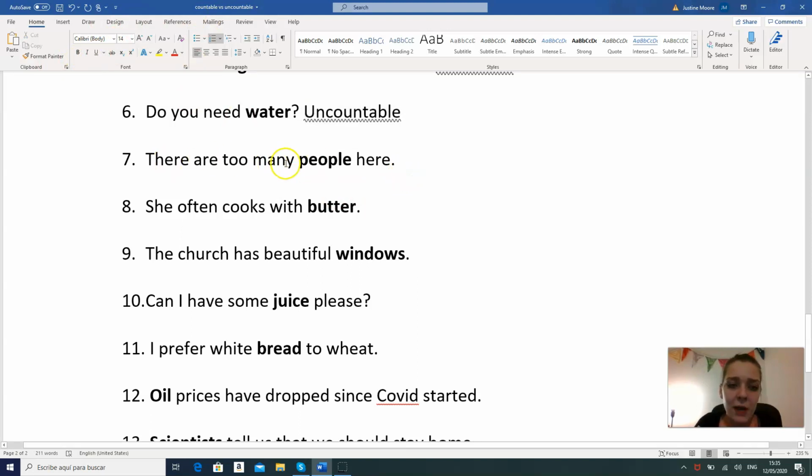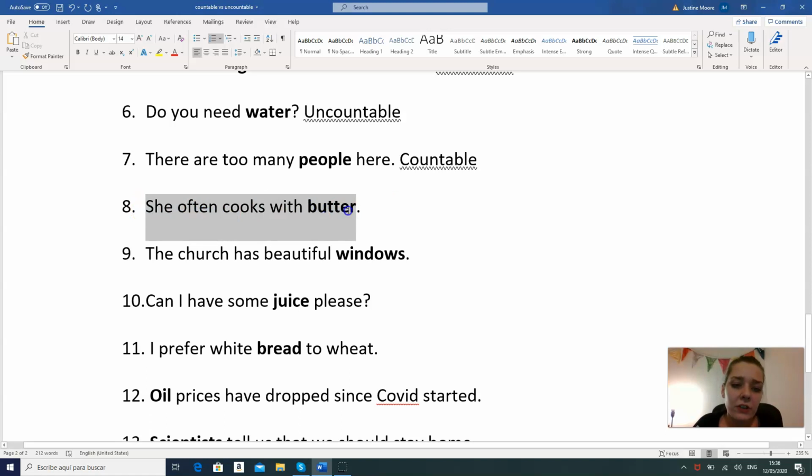There are too many people here. Countable or uncountable? Countable. There are too many people. How many people? One person, two people, three people. People are countable. You can count people.